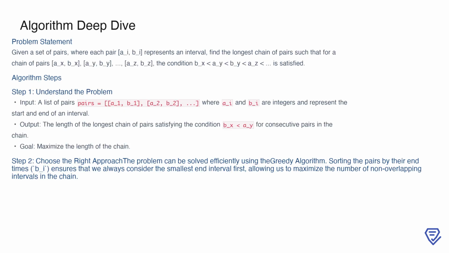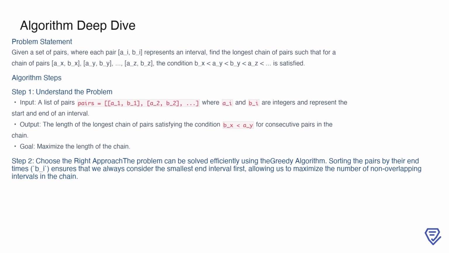To solve this problem, we are tasked with finding the maximum length of a chain of pairs such that each pair in the chain satisfies the condition that the end of one pair is smaller than the start of the next. For example, if we have pairs (a_x, b_x) and (a_y, b_y), we need b_x to be less than a_y for them to form a valid chain. The input is a list of these pairs, and the goal is to determine the length of the longest possible chain.